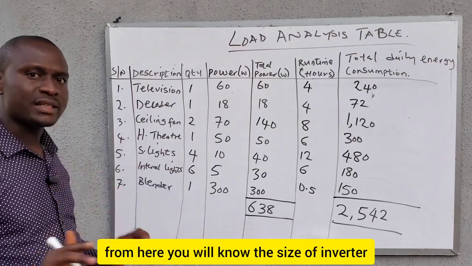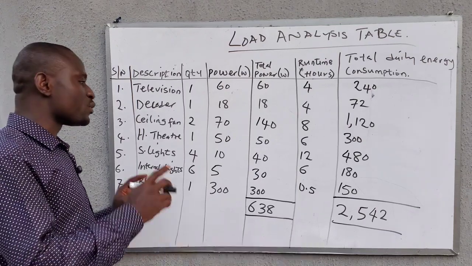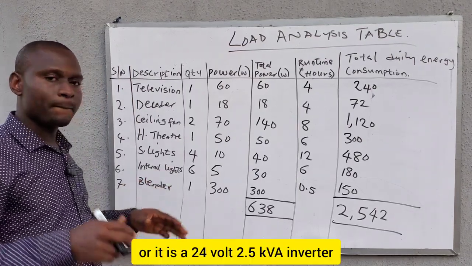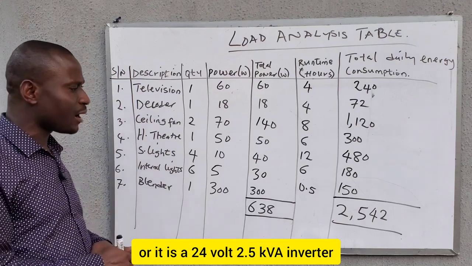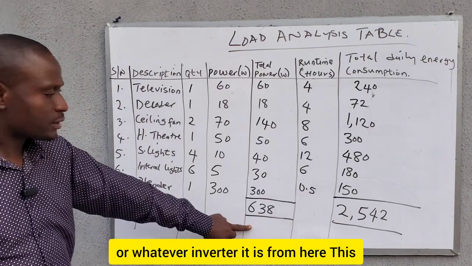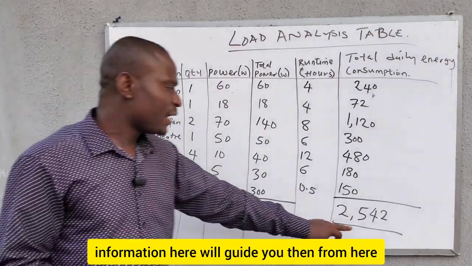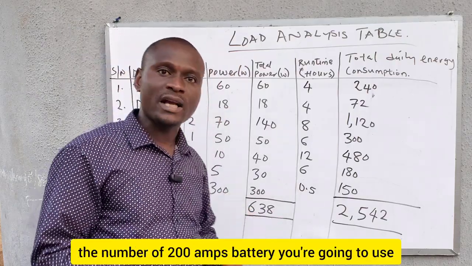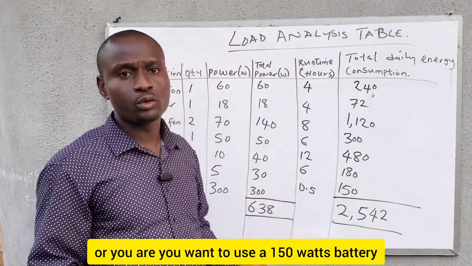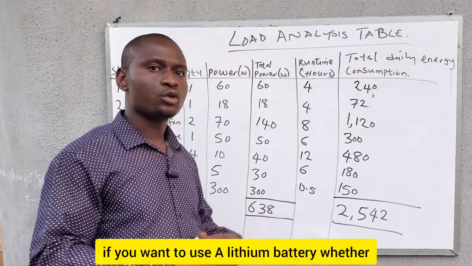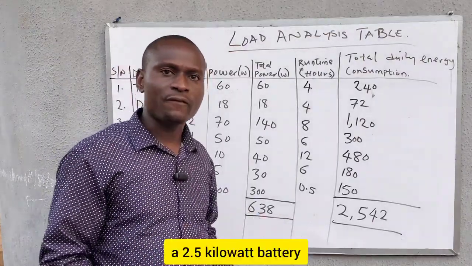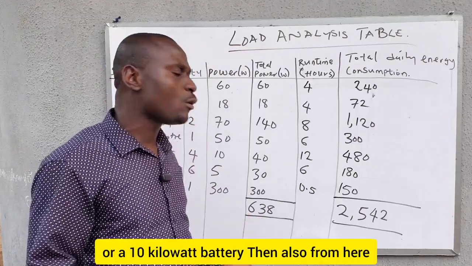From here, you will know the size of inverter to buy, whether it is a 24 volt 3 kVA inverter, or a 24 volt 2.5 kVA inverter, or whatever inverter. This information here will guide you. Then from here, you will know the number of 200 amp batteries you're going to use, or whether you want to use a 150 amp battery. If you want to use a lithium battery, whether you're going to use a 5 kilowatt battery, a 2.5 kilowatt battery, or a 10 kilowatt battery.